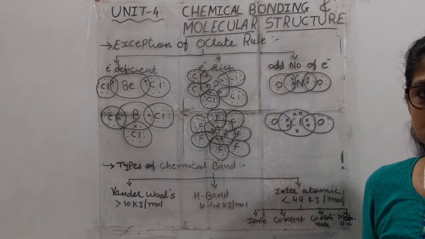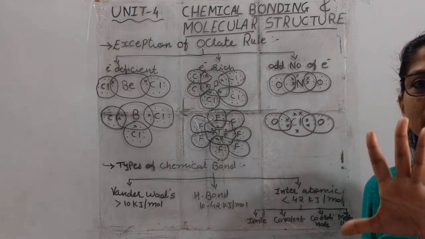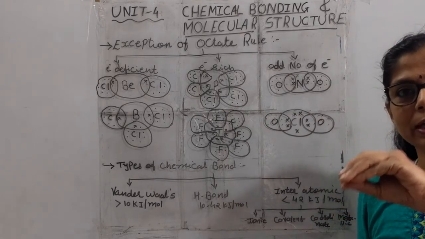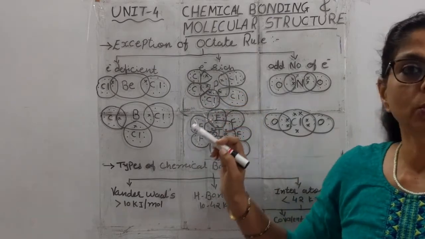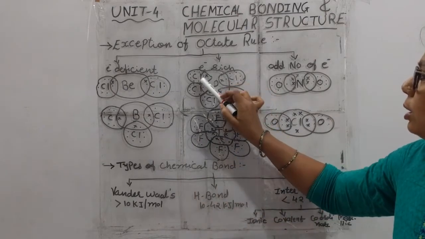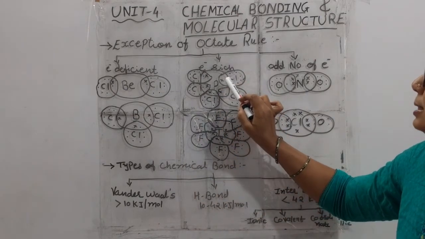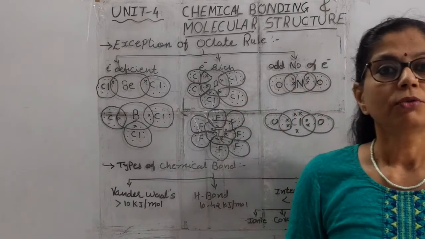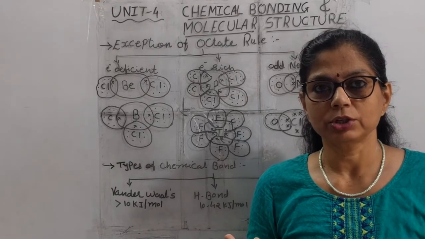Look at the phosphorus. What do you observe for the phosphorus, student? 5 electrons of its own and 5 electrons from chlorine, 5 chlorines, each giving 1 electron. So here you can see 2, 4, 6, 8 and 10 electrons. The phosphorus central atom has 10 electrons.